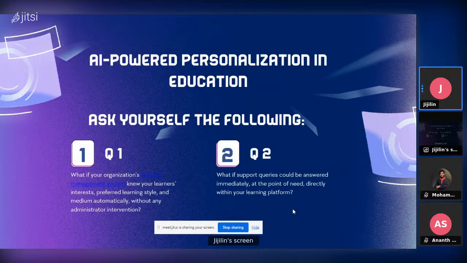What if your organization's learning management system knew your learner's interest, preferred learning style, and medium automatically, without any administrator intervention? If you are asking me the same question, for example, if I'm handling 50 students in my class, I can say up to 20 to 30% what the learner's interest and preferred learning style are, because when we are delivering the class we are able to understand the students' mindset.